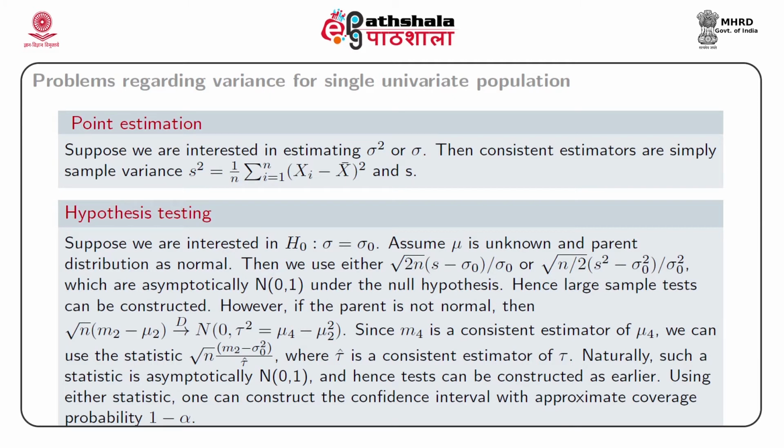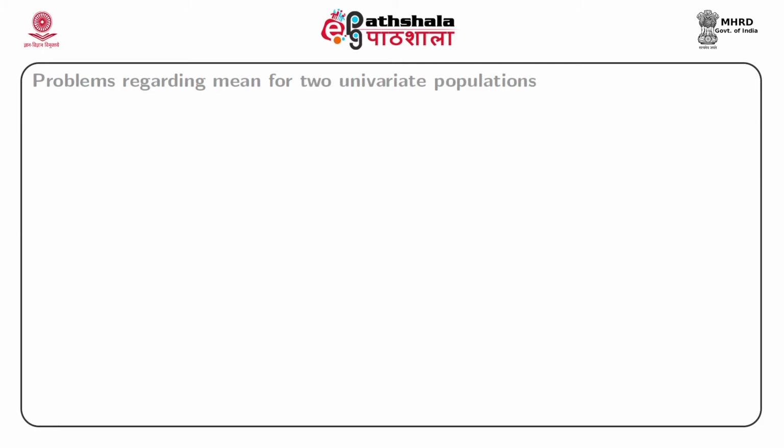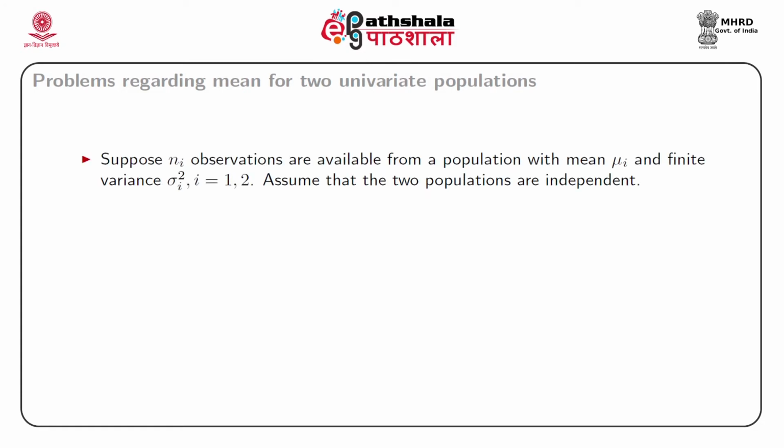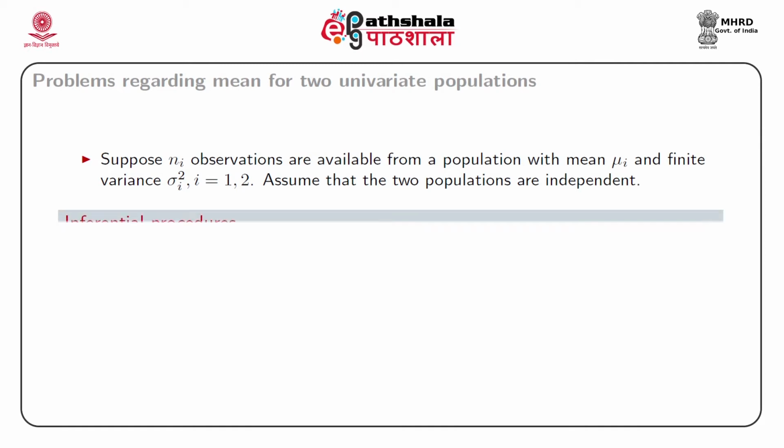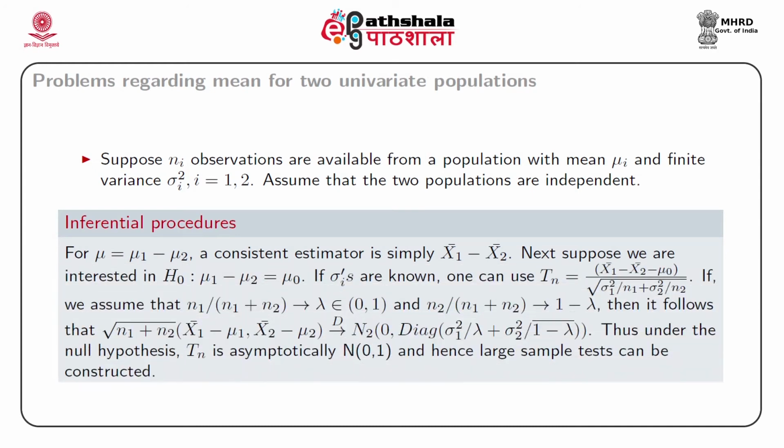Using either statistic, one can construct the confidence interval with approximate coverage probability 1 minus alpha. Next, consider two independent univariate populations, and our interest is to provide some testing procedure for means. Suppose ni observations are available from a population with mean mu i and finite variance sigma square i. Assume that the two populations are independent. So, for the difference of means, that is mu1 minus mu2, a consistent estimator is simply x1 bar minus x2 bar, that is, the difference of the sample means.